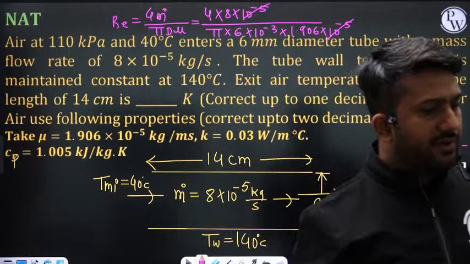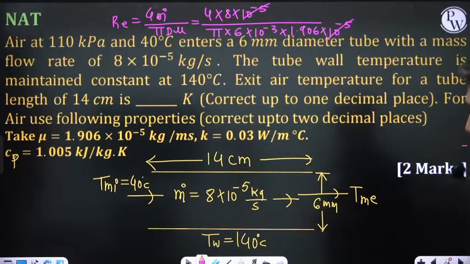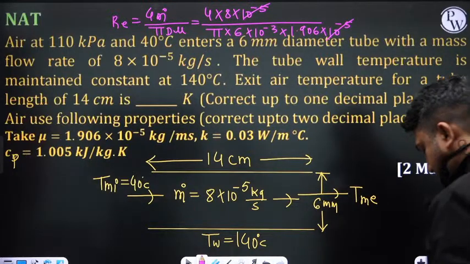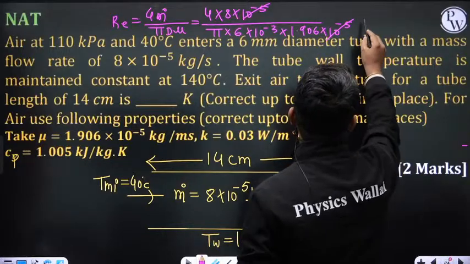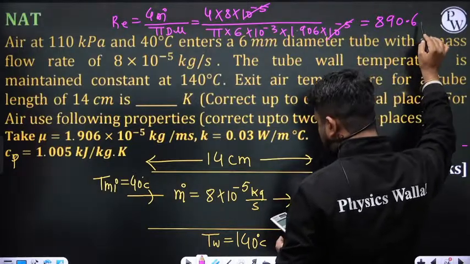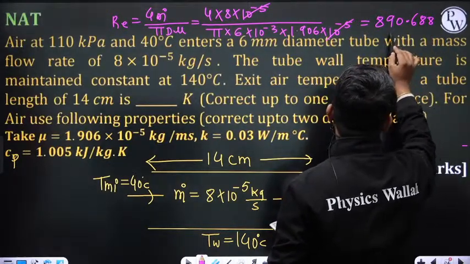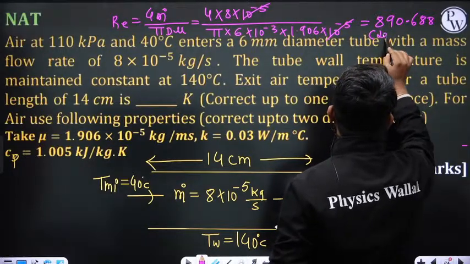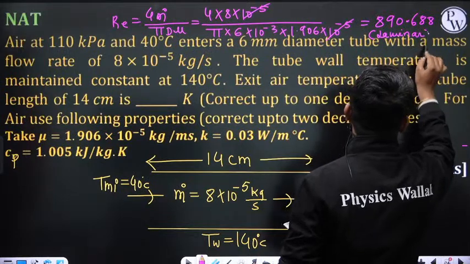So calculate the Reynolds number. First calculate the Reynolds number. So this is 4 into 8, divided by pi, 6 into 10 to the power minus 3, into 1.906. So this value comes 890. Please check this. 890.688. This is the Reynolds number, which is less than 2000. So flow is laminar.